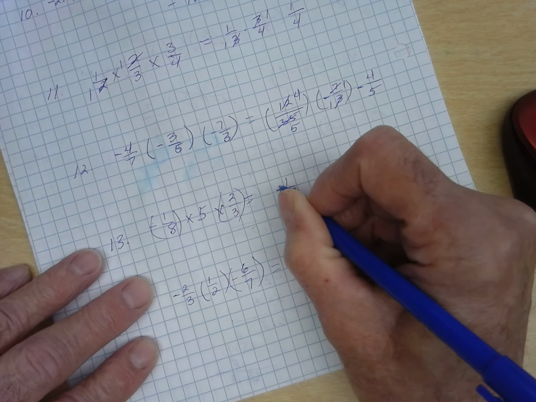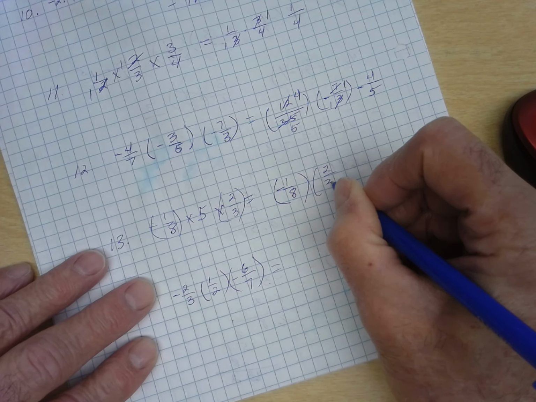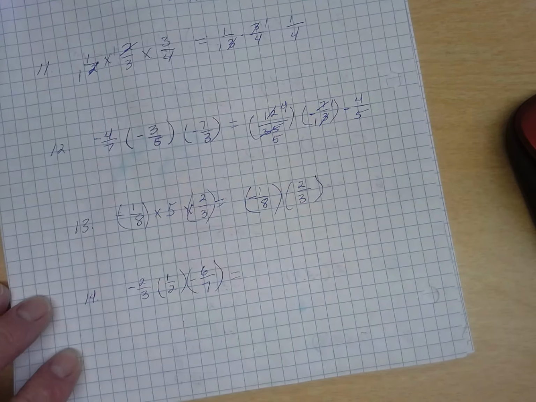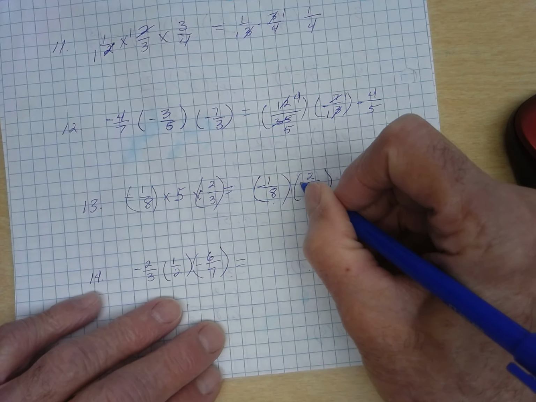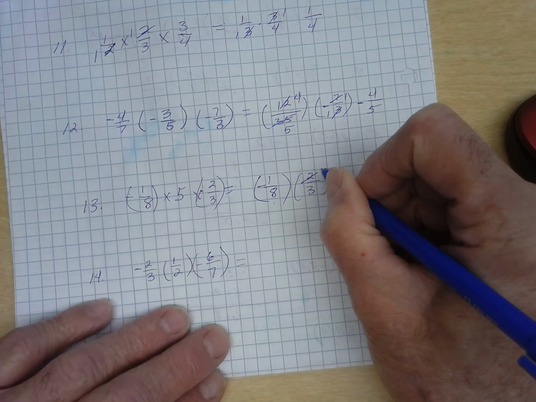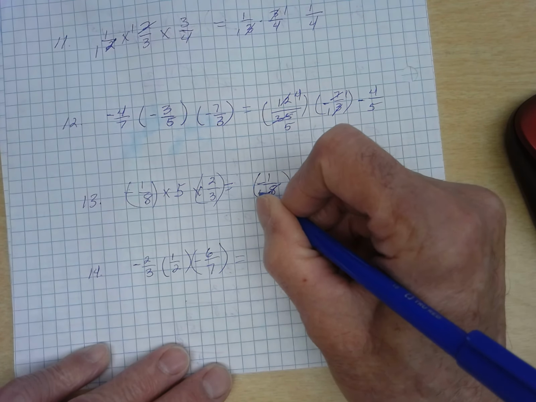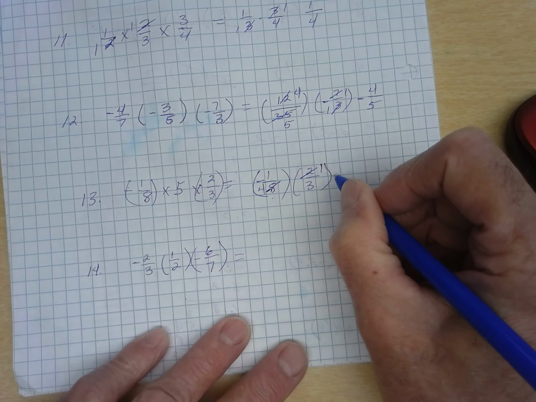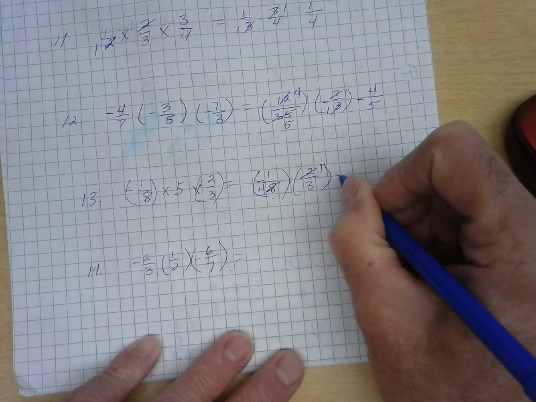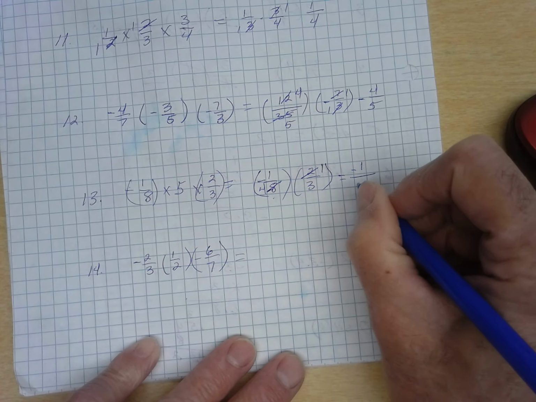Negative 1 over 8 times 2 over 3. Now I can factor out a 2 here. So I'll do that. 2 divided by 2 is 1. 8 divided by 2 is 4. Now I just multiply straight across. 1 times 1 equals negative 1. 4 times 3 equals 12.